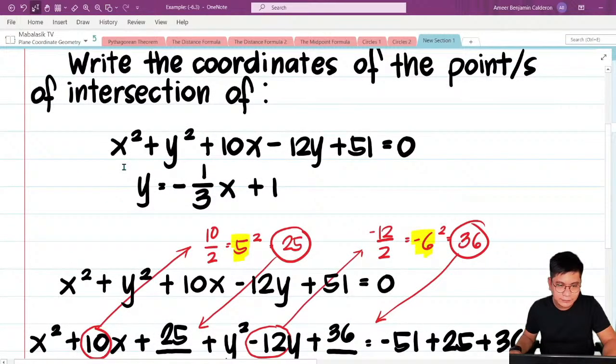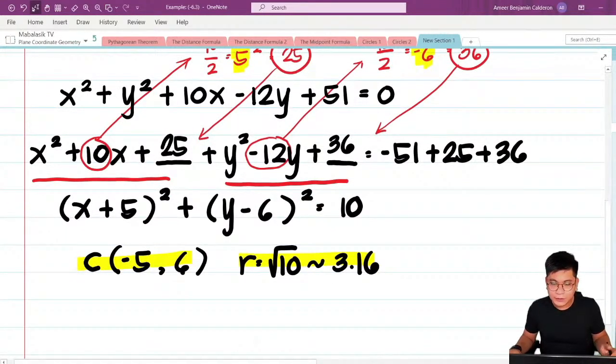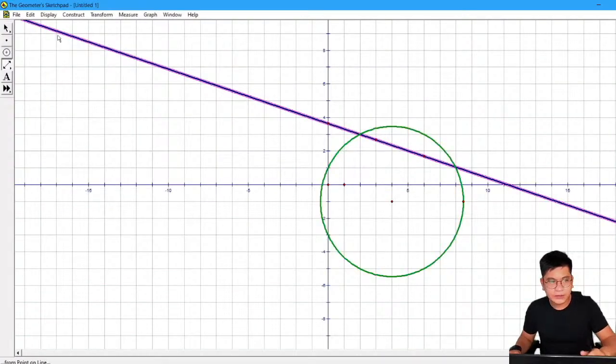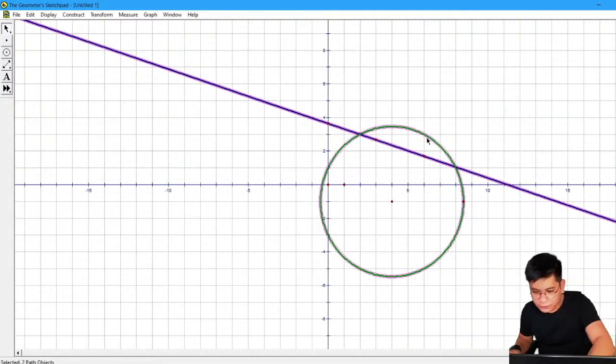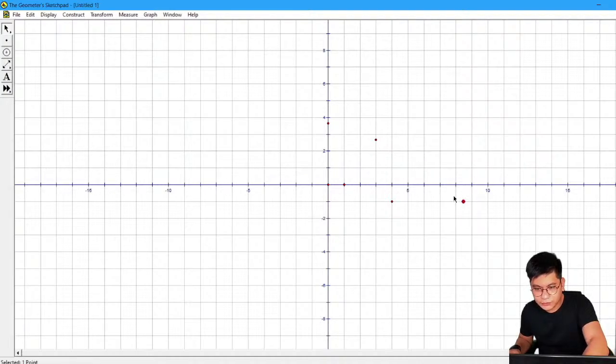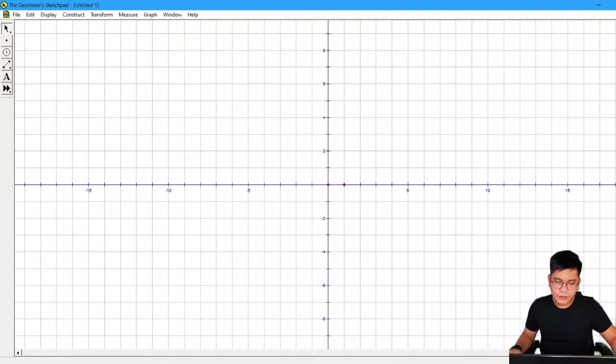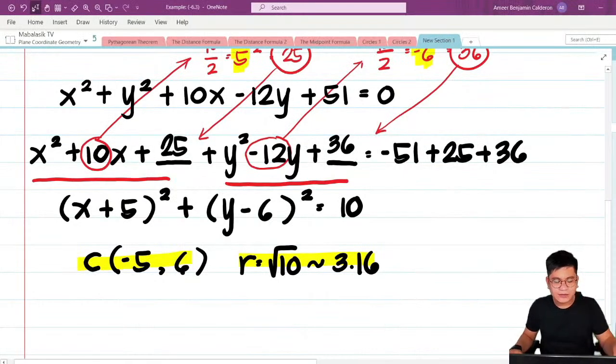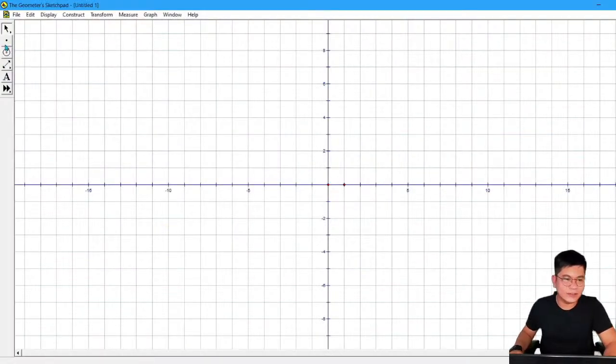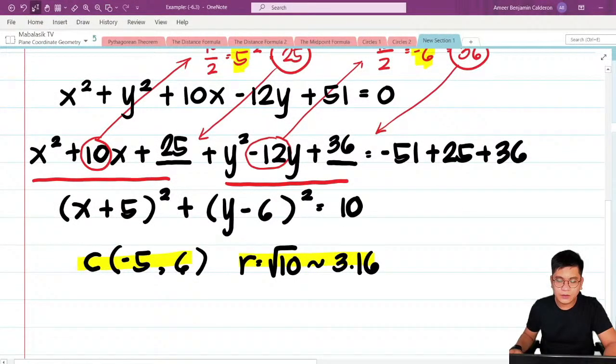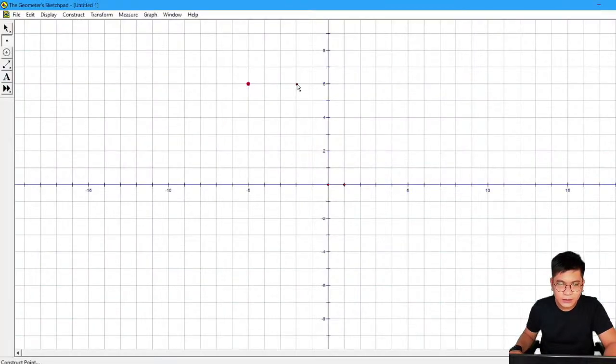And the line, graph muna natin yung circle. So we have to erase muna this. Erase ko yung mga points ko. Okay. So the circle, the center is at negative 5, positive 6. The radius is 3.16. So 1, 2, 3, lagpas konti. So this is our circle now.